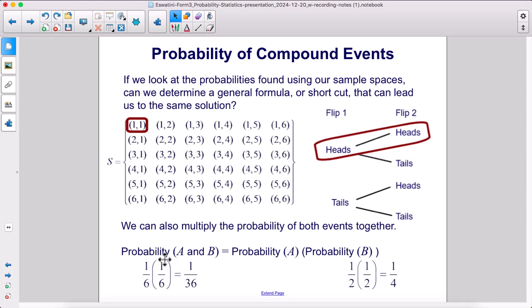So the probability of A and B happening is the probability of A times the probability of B. So when you roll a dice, 1 dice, there's 6 possible options. So rolling a 1 would be a 1 out of 6 chance. For the second dice, it's also a 1 out of 6 chance. Therefore, the total probability of rolling snake eyes is 1 out of 36. When you flip a coin, the chance of getting heads is 1 out of 2 for both of the coins. Multiply it together and you get 1/4.